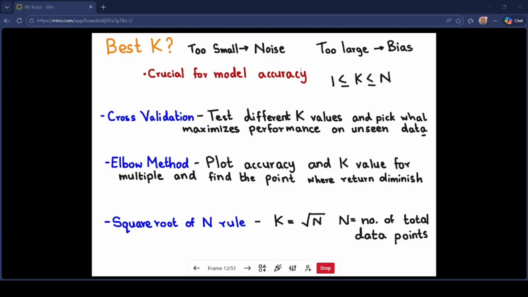So how do we find k using the elbow method? We're going to run the KNN algorithm multiple times, starting from k equals 1, and for each k, we are going to record the error rate. This is usually taken by cross validation, and then we're going to plot this in a graph against the k value.